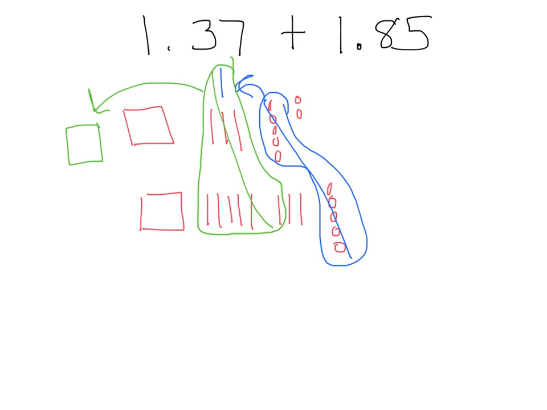Now I just need to record my answer. So I have 1, 2, 3 wholes. That's where my decimal goes. All of these have been used, but I have 1, 2 tenths that have not been used. And I've used all of these, but there's 2 hundredths I have not used. So my answer is 3 and 22 hundredths.